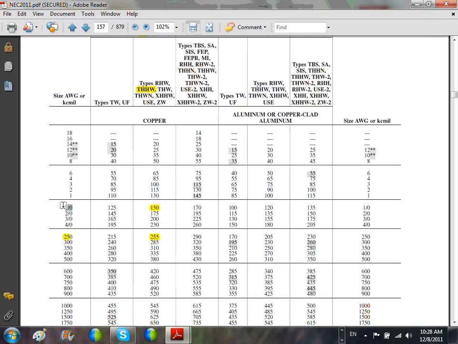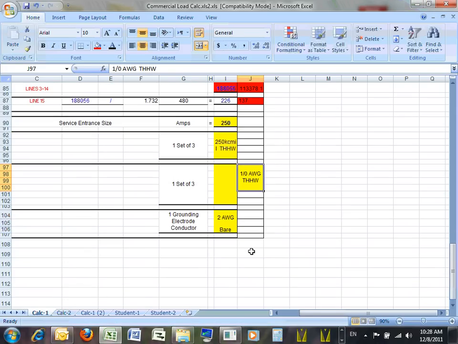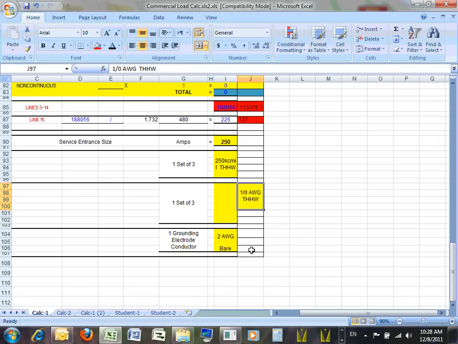137 will give me 1/0. Any questions, guys? We came up with 1/0. So we'll go back, and then what size neutral do I need? 1/0. Now, there's one little problem, Ashley. The code says your neutral conductor cannot be less than the main system bonding jumper. That's very important.